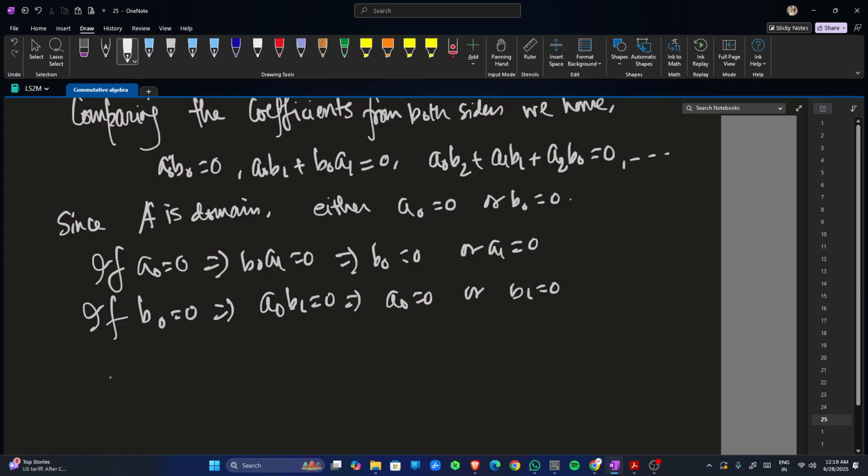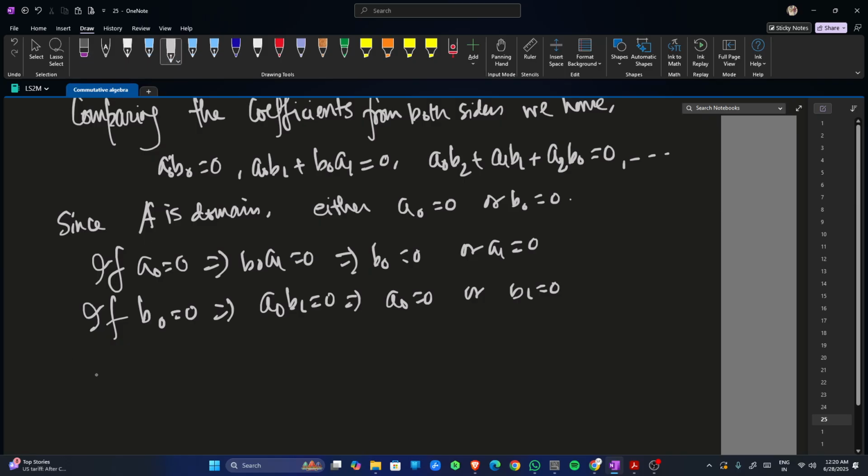So if one of them is 0, suppose a0 is 0, we will end up with either b0 is 0 or a1 is 0. If b0 not equal to 0, then a1 is 0. If a0 is 0 and a1 is 0, we put here, this goes out, we have, if b0 is not 0, a2 is 0 and so on. So we have that either f equal to 0 or g equal to 0.